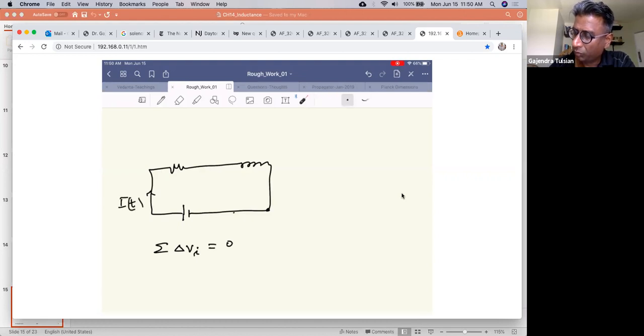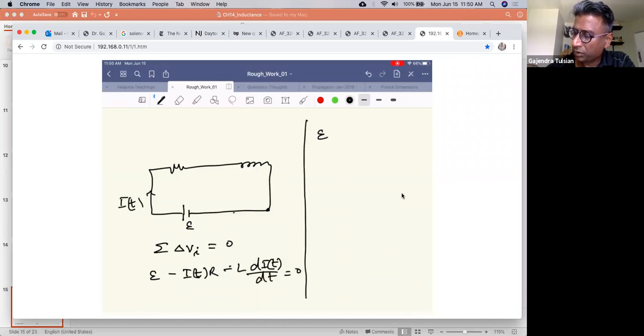of time. We'll go across this element, so that's plus E, minus I(t)R, and minus L di/dt equal to 0. So that equation says E equals IR plus L di/dt. Now we'll multiply both sides of the equation by I.